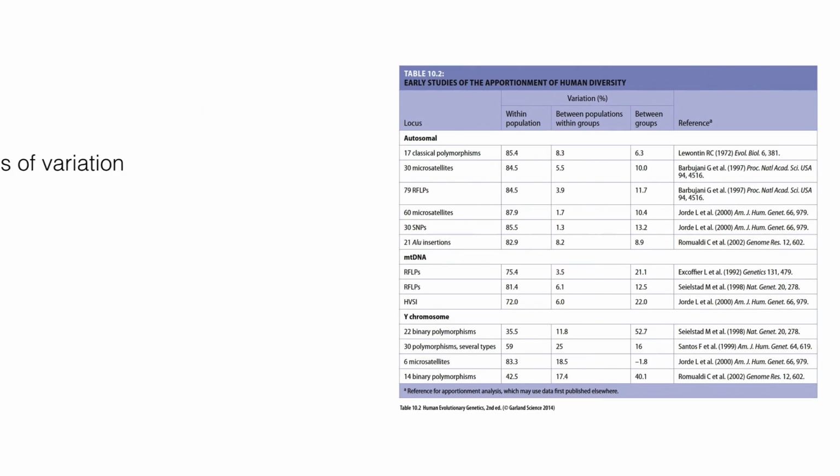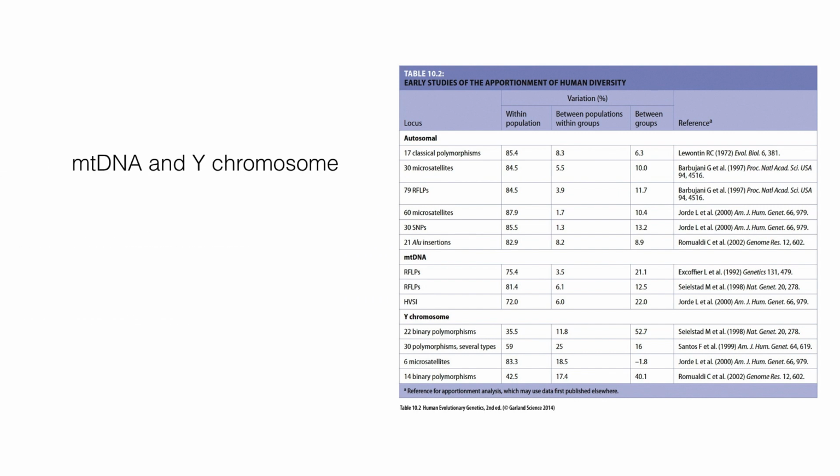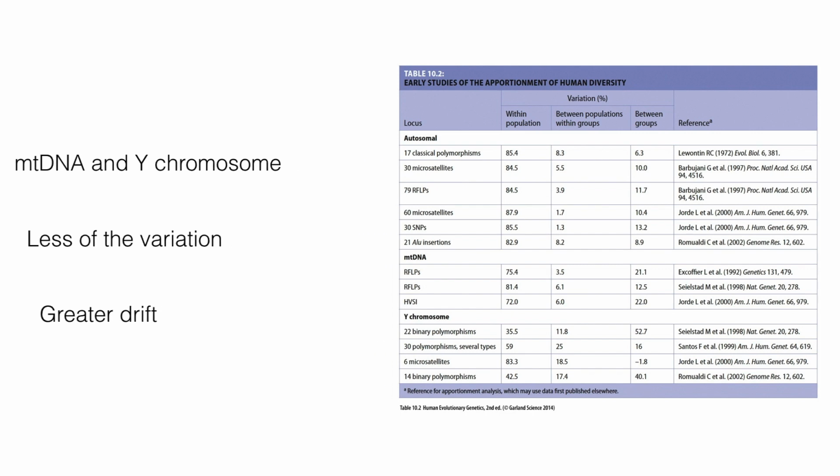Humans, despite their worldwide distribution, show very low amount of variation compared to other species, and most of our diversity is still in Africa. For example, no autosomal marker differences between populations have ever been detected to be more than 25%. Results from mitochondrial DNA and Y chromosomes are somewhat different, with less variation within populations and more between groups, as might be expected from the smaller effective population sizes and hence greater genetic drift.